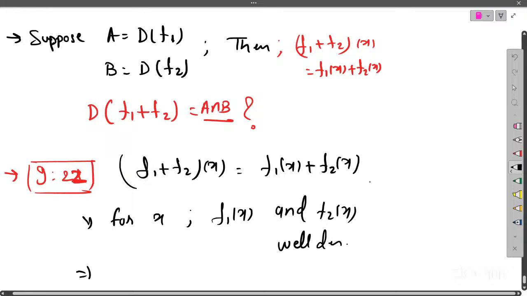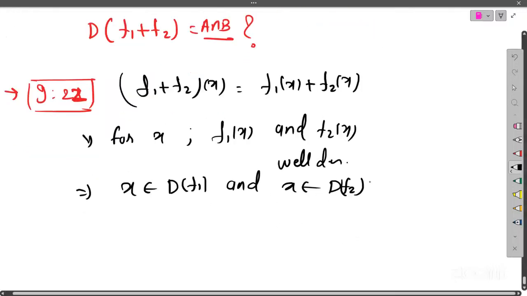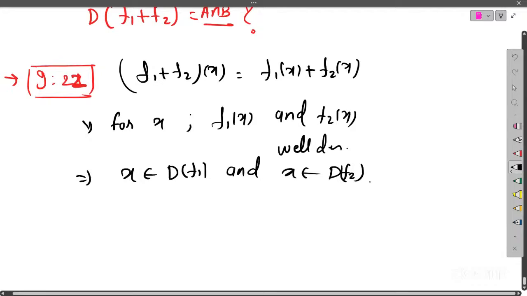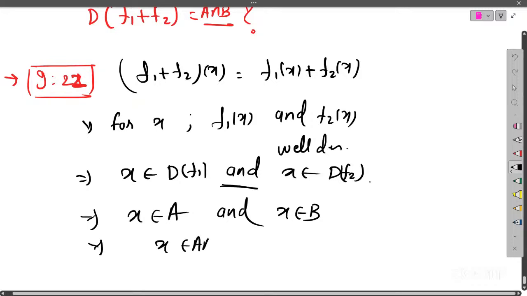So from this I can say that x belongs to the domain of f1 and x belongs to the domain of f2. And we know that whenever this "and" comes in, it actually represents the intersection of two sets. So this implies x belongs to A and x belongs to B, which implies x belongs to A intersection B. So the domain of f1 plus f2 is nothing but A intersection B.